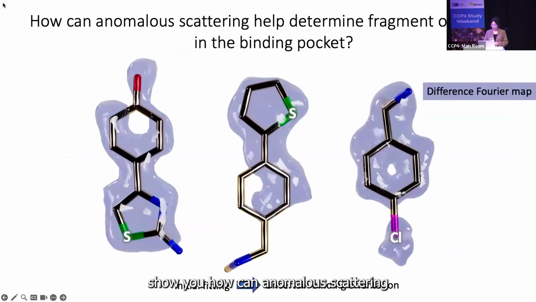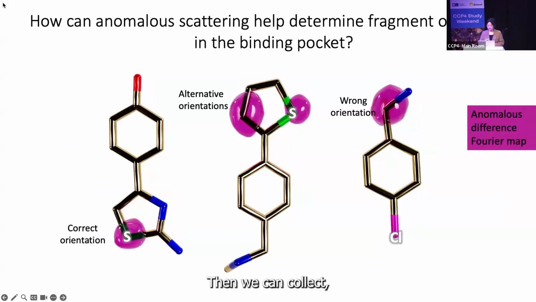So now I will show you how anomalous scattering can help determine fragment orientations in the binding pocket. We normally only have the standard difference Fourier map at the beginning, which guides the initial ligand fitting with some uncertainty. Then we can collect anomalous scattering signals for the 3 fragments shown here, and then calculate their anomalous difference Fourier map, shown as the magenta blobs here.